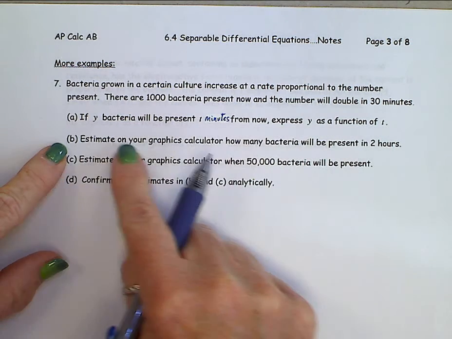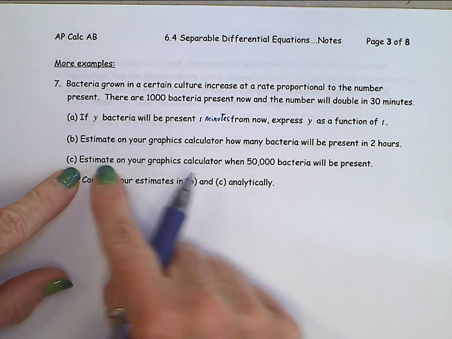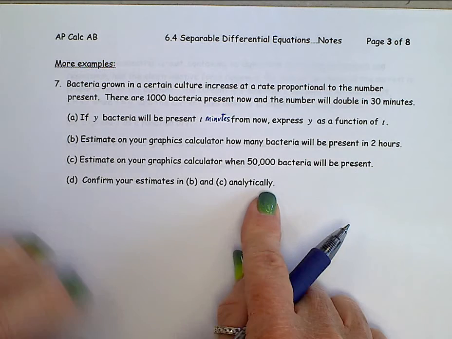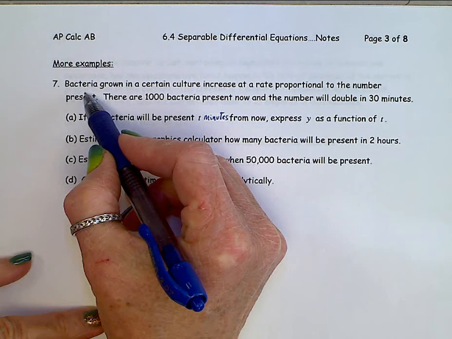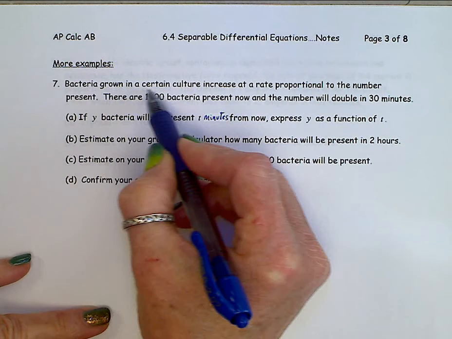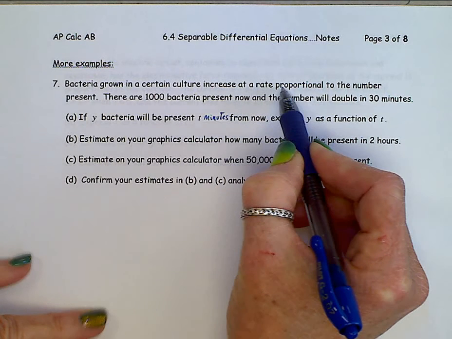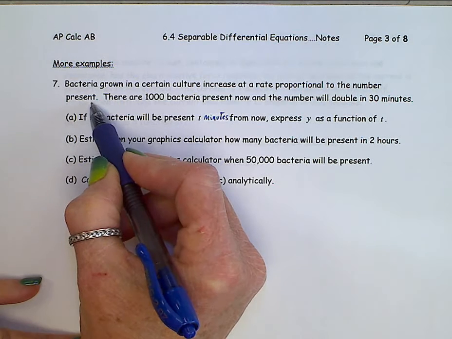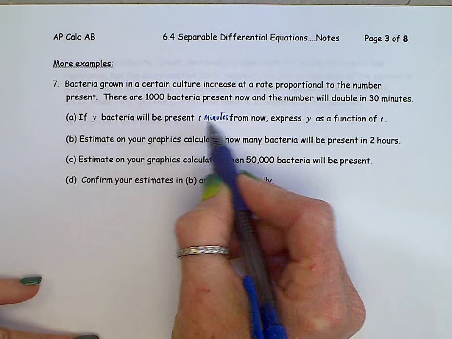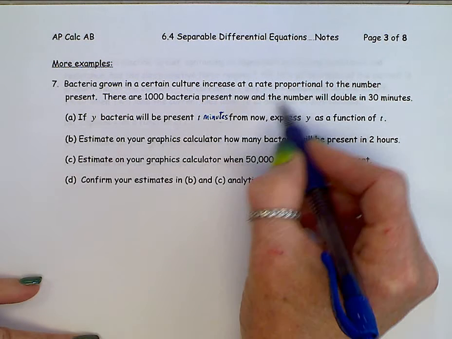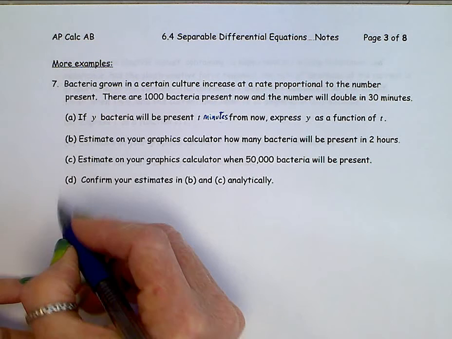Estimate on your calculator, confirm your estimates analytically. All right, this first sentence right here, bacteria grown in a certain culture increase at a rate proportional to the number present. Y is the bacteria, T minutes. So, rate proportional to the number present, that's where we start off.